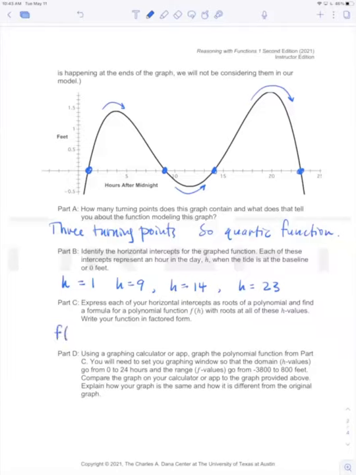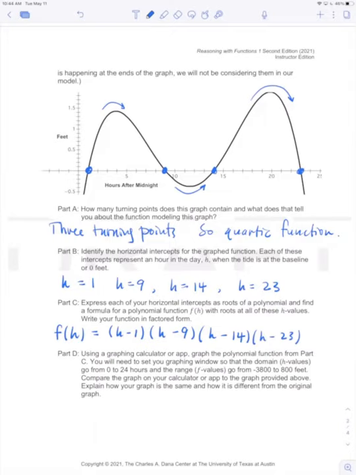We know it's going to be f of h, and that's equal to, we know the root, if the root is 1, then the corresponding linear factor would be h minus 1. Similarly, we'd have h minus 9, and then h minus 14, and finally h minus 23. And we can see this is going to be a quartic.